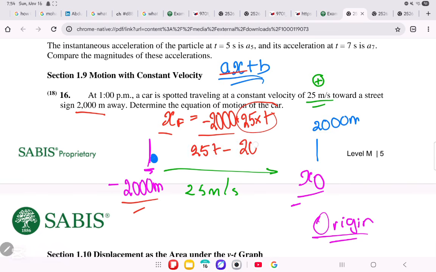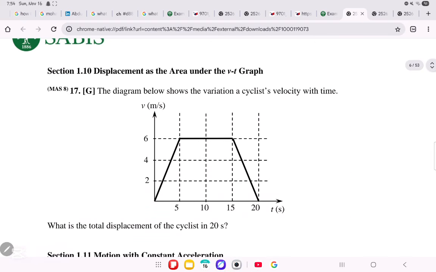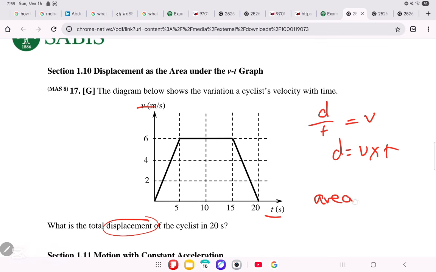This also works. Now we move on to 1.10, which is displacement as the area under the v-t graph, question 17. What does it say in section 1.10? 17 grid. The diagram below shows the variation of a cyclist's velocity with time. Okay, this is a velocity time graph. They want the displacement. Displacement is equal to velocity times time. What if I have a graph? If I have a graph, then it is the area. So I just need to find the area.